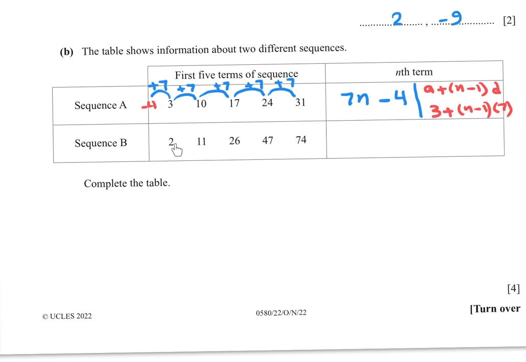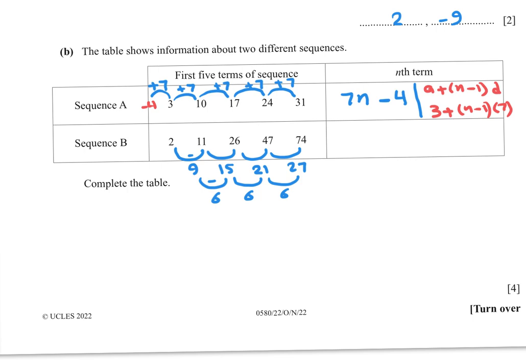Now for the second sequence: 2, 11, 26, 47, 74. Find the first difference: 11 minus 2 is 9, 26 minus 11 is 15, 47 minus 26 is 21, 74 minus 47 is 27. Now, the first difference is not constant, so find the second difference: 15 minus 9 is 6, 21 minus 15 is 6, 27 minus 21 equals 6. So the second difference is constant, so this is a quadratic sequence.